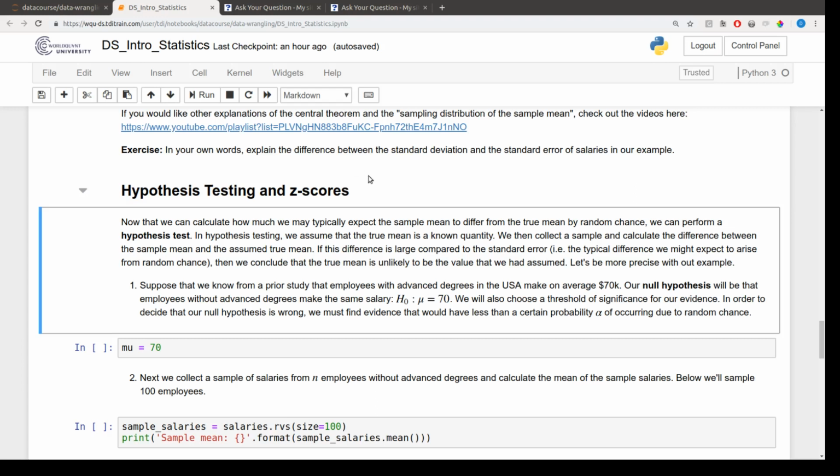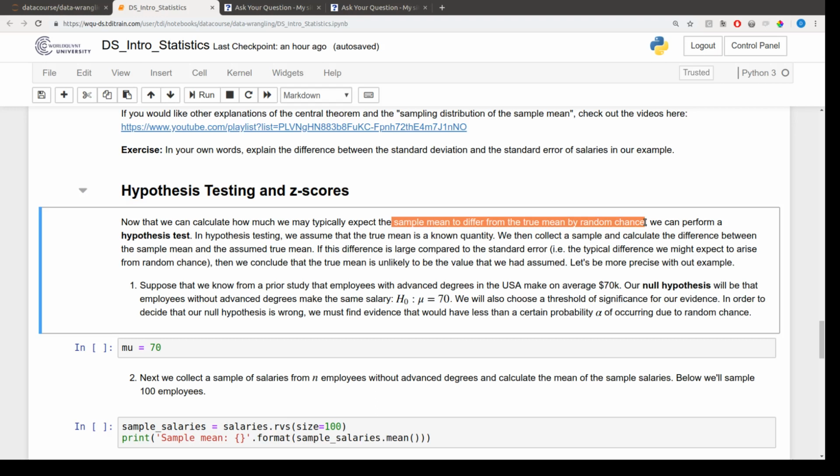And if we typically expect the sample mean to differ from the true mean purely by random chance, by an amount equal to the standard error, then if we see a difference between our sample mean and our assumed true mean that is significantly larger than the standard error, then we have some evidence that maybe our assumption of the true mean is not a very good assumption. And that's essentially the essence of hypothesis testing.